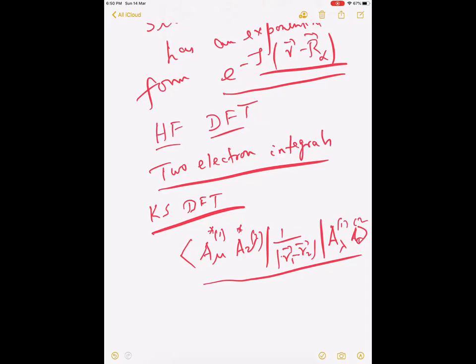There are some numbers. Since these are all basis functions, for example in methane, it is possible that one of these bases is centered on the carbon. This is a basis on hydrogen 1. This is on hydrogen 2. This is on hydrogen 3.